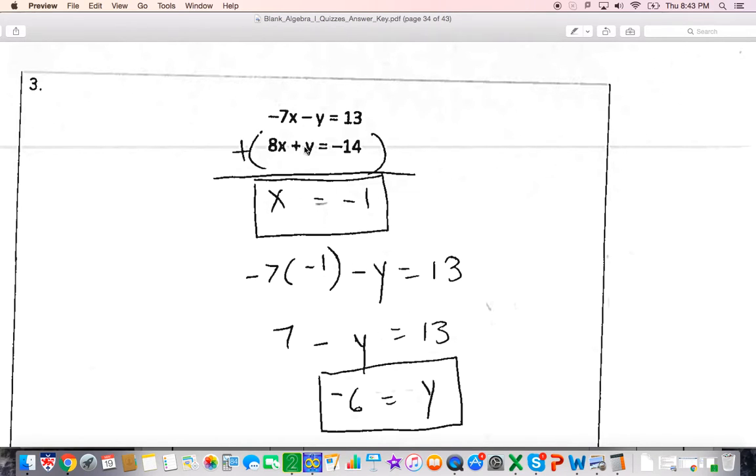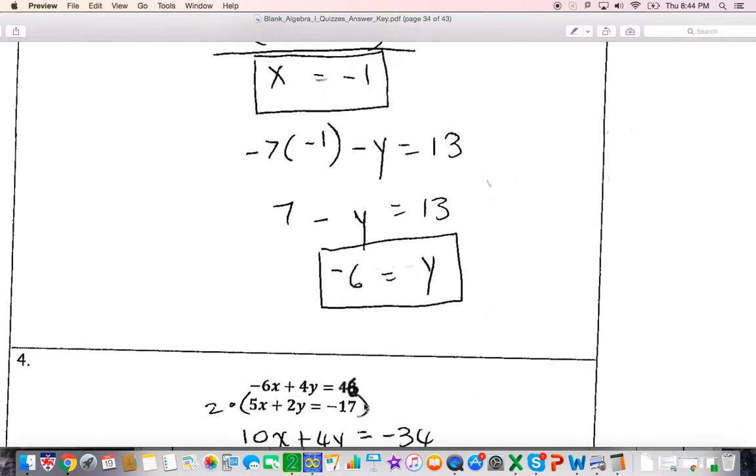Once we have our x value, we substitute into either equation, whichever one you prefer. I chose the top one, and I plugged in negative 1. So negative 7 times negative 1 minus y is 13, and you can go ahead, isolate the y, and you get that y is equal to negative 6.